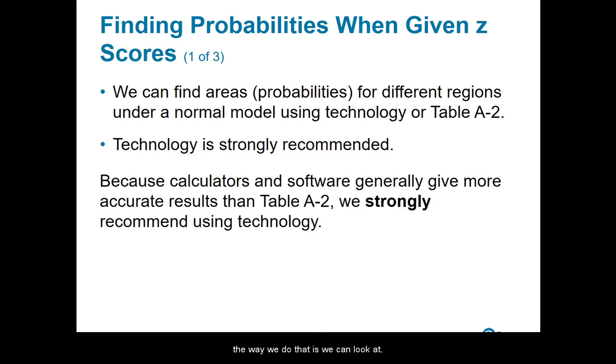And the way we do that is we can look at certain tables, and these are called z-score tables. One should come in your book. That would be table A2. You can also use technology, and we'll be going over both of those in this lecture. If you don't have the book, or you have another book, you can also just look up z-score chart PDF. That's what I did, and I was able to download a table that we're going to be looking at in a moment.